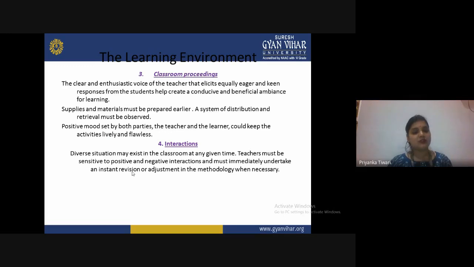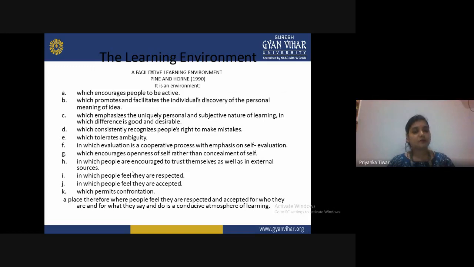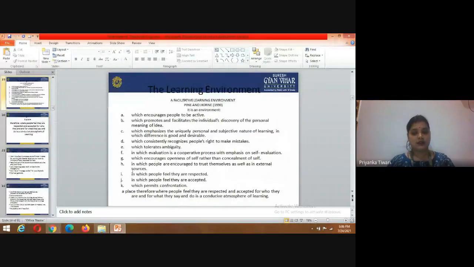Diverse interactions and situations may exist in the classroom at any given time. Teachers must be sensitive to positive and negative interactions and must immediately undertake an instant revision or adjustment in the methodology when necessary.